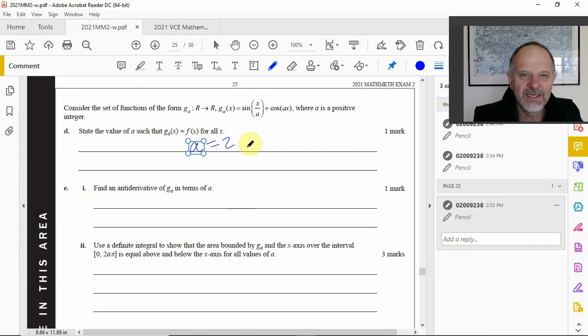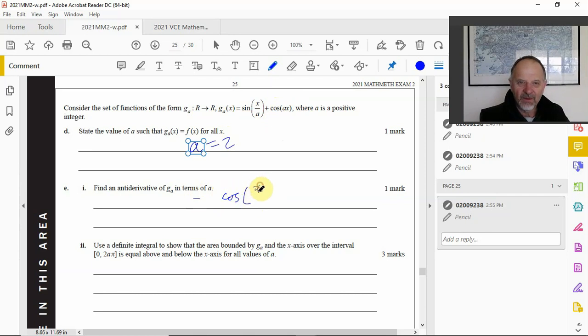All right, find an antiderivative of g_a in terms of a. So we want an antiderivative of this thing. You can get your calculator to do that, or you can remember the pattern for antiderivatives. Sine comes from cos, so there's got to be a negative there.